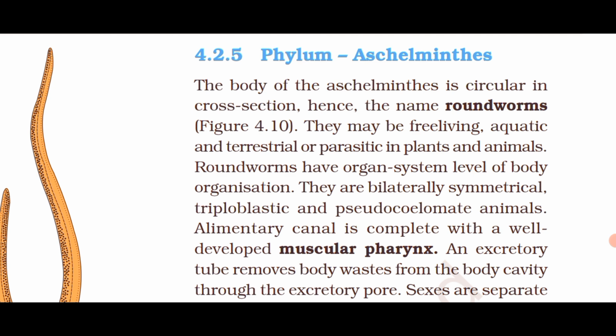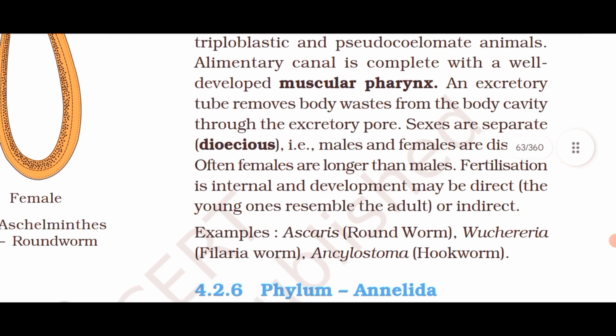4.2.5 Phylum Aschelminthes. The body of the Aschelminthes is circular in cross section, hence the name roundworms. They may be free living, aquatic and terrestrial, or parasitic in plants and animals. Roundworms have organ system level of body organization. They are bilaterally symmetrical, triploblastic, and pseudocoelomate animals. Alimentary canal is complete with a well developed muscular pharynx. An excretory tube removes body waste from the body cavity through the excretory pore.